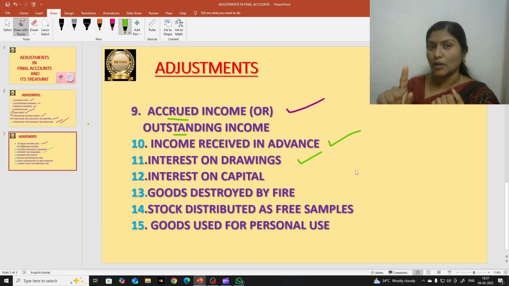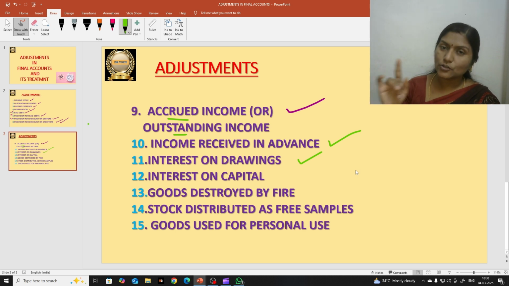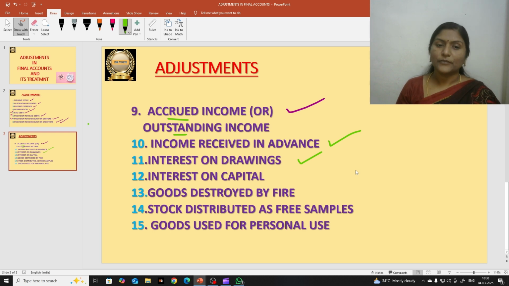Drawings, interest on drawings, both we are going to deduct from capital. Remember, here we have interest on drawings, so you should deduct from capital. Okay, second time.